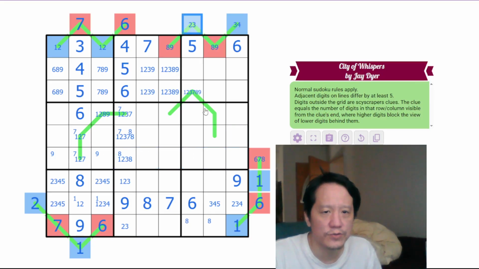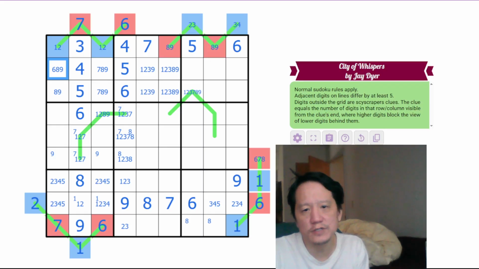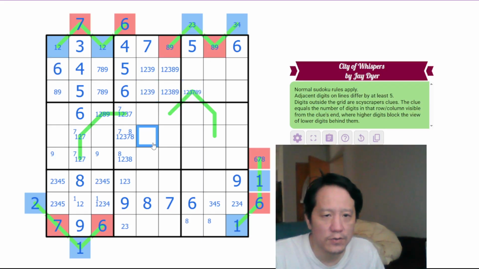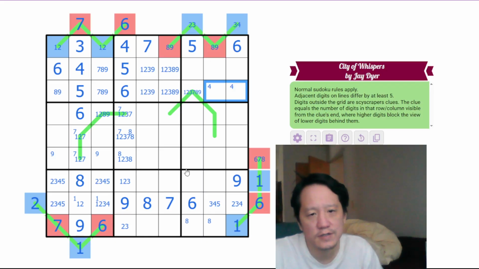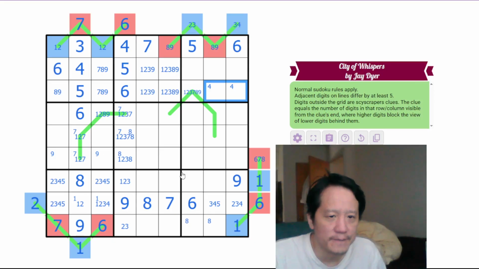This sees 2 or 3. Still possible. 6 cannot be here, so where's 6 in this box? It must be there. We have... No, we don't. We know 4 has to be one of these two. That's not too helpful.